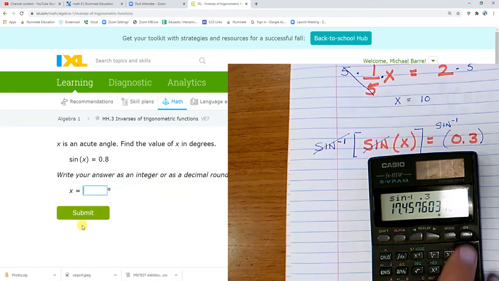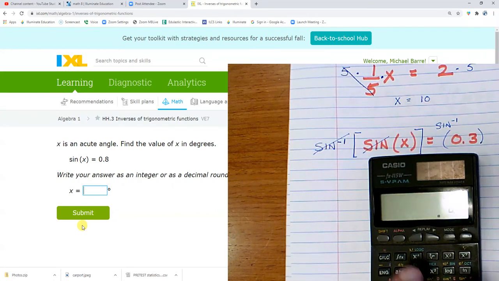Great job. There we go. Let's do another one. Sine, so I'm going to go inverse sine. Inverse sine of 0.8. 53.13.